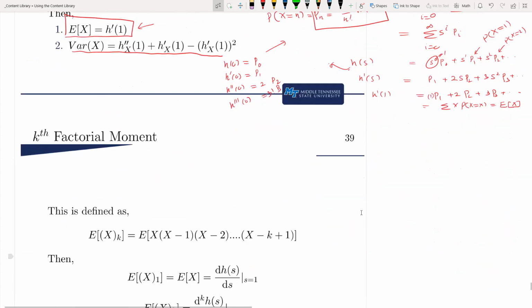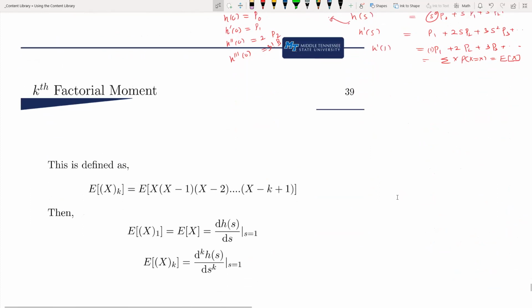Here you will see a little bit more application of the probability generating function. We define the k-th factorial moment using this formula. And then you can see that the expected value of the k-th factorial moment you can get by taking the k-th derivative of the probability generating function and evaluating at s equal 1.